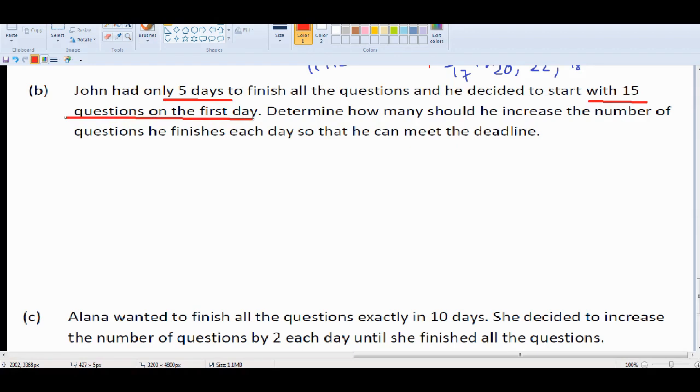Okay, determine how many more questions he should finish each day. So each day he needs to increase the number of questions, otherwise he can't finish. Can he? Because if he only does 15 questions per day, after 5 days, how many questions is he going to do?